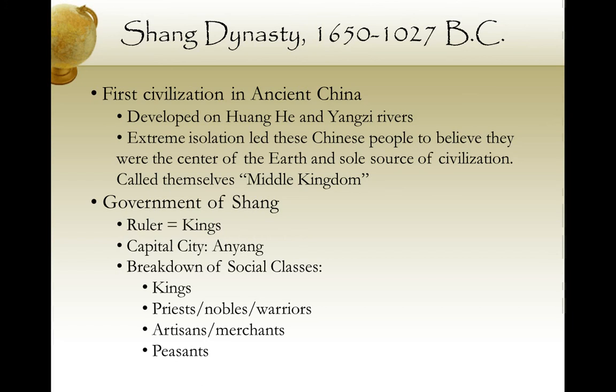So we know that the Shang had absolute rulers, that they had kings. We know that their capital city was the city of Anyang, which is pretty far to the east. And they had a fairly rigid social system, so that we have a king, that we have priests, nobles, and warriors all taking significant roles in society, and that ultimately society is underpinned by peasantry.